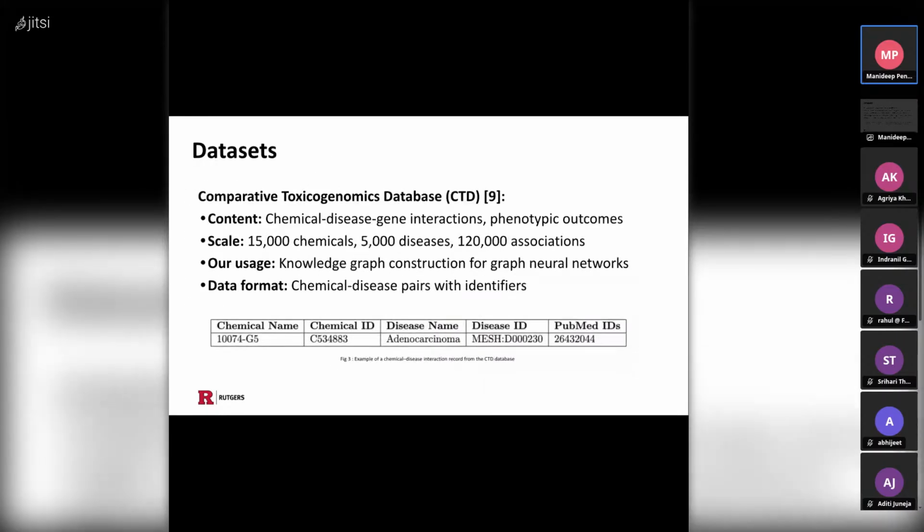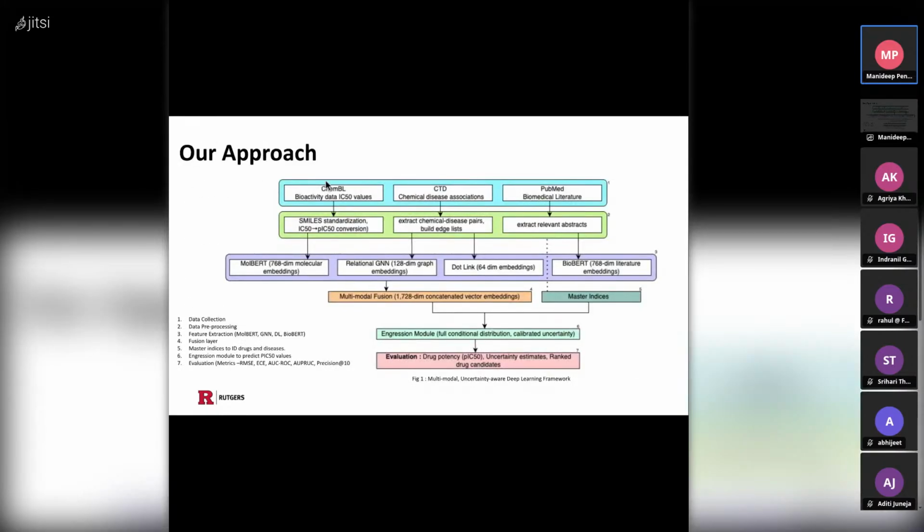So as you guys can see here, we have ChemBL, we have CTD, we have PubMed. What we have so far is molecular structures and their potency, how good they are. We have chemical disease associations, like how one particular chemical is associated with something else, and we have biological literature. So our task right now is to combine all of this into a standard way so that we can feed it to our whole LLM pipeline.